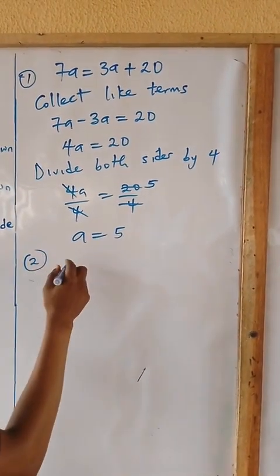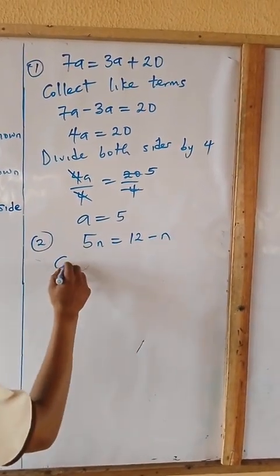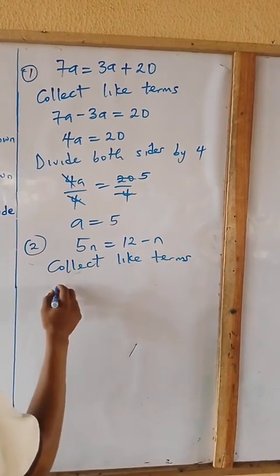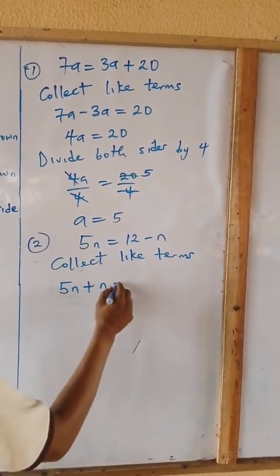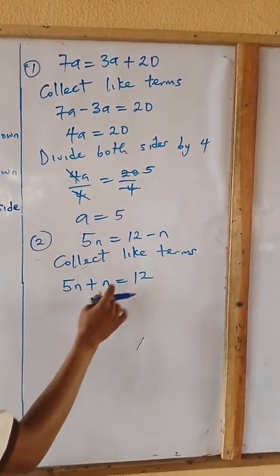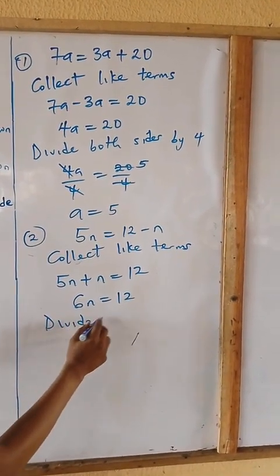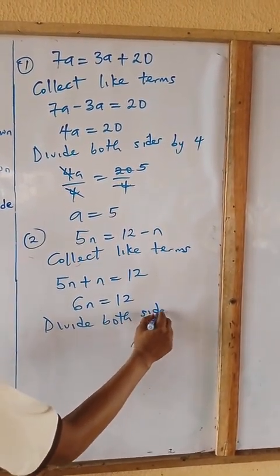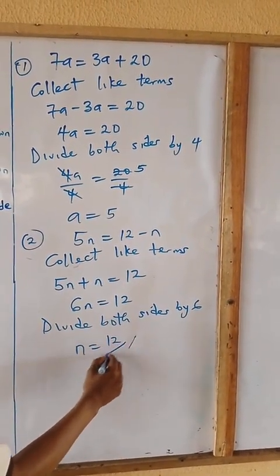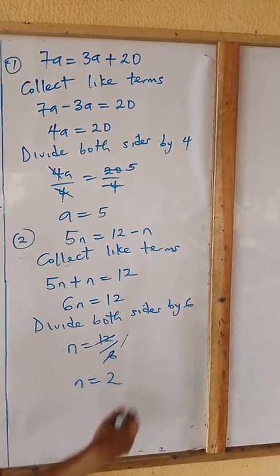Number 2, we have 5n equals 12 minus n. So we are going to collect like terms. And when minus n goes to the other side of the equation, it's going to be plus. So we have 5n plus n equals 12. 5n plus n gives us 6n equals 12. Then the next step is to divide both sides by 6. So we have n equals 12 over 6. n equals 2.